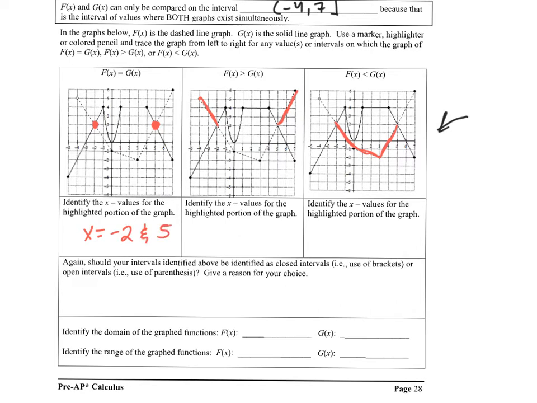When f of x is greater than g of x, we have open parentheses because we have a hole right here. So it's -4 to -2 and 5 to 7. Here we have a bracket because 7 is a point. And then underneath, when f of x is less than g of x, we have -2 to 5, or you can write it as x is bounded between -2 and 5.